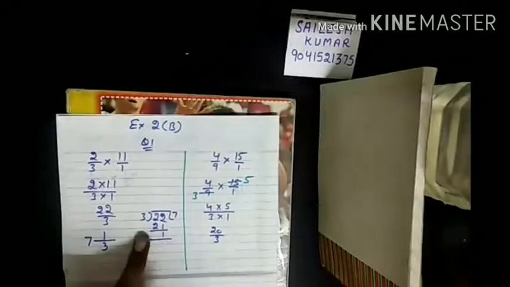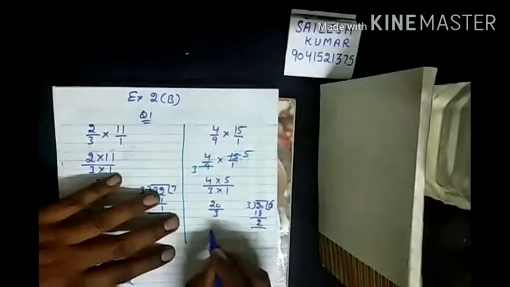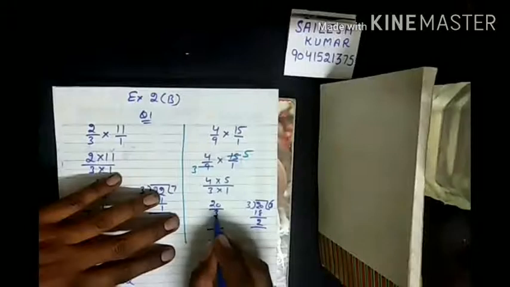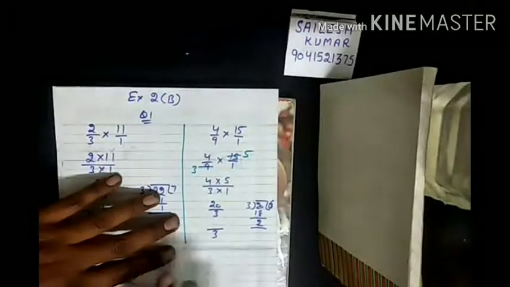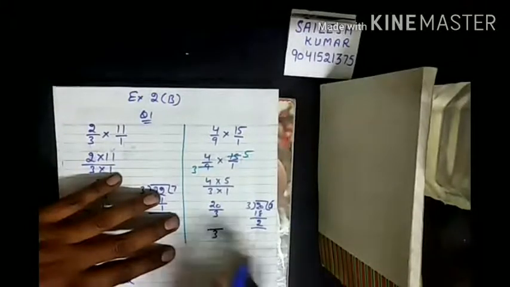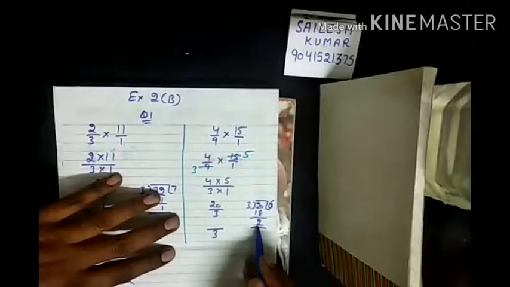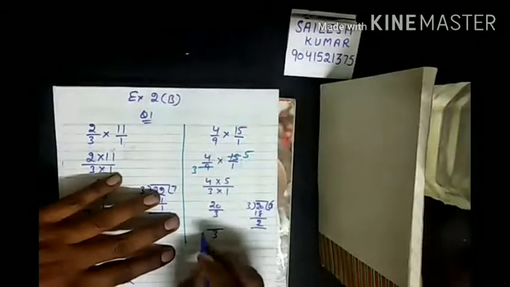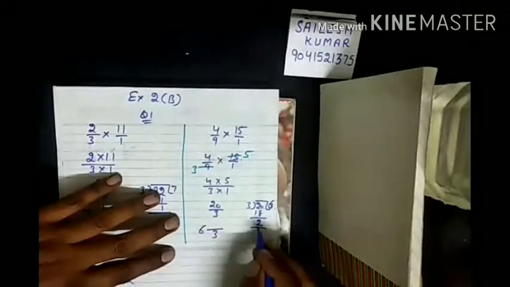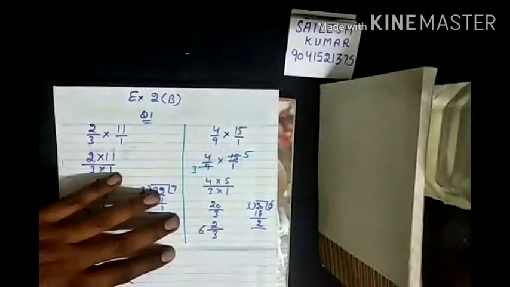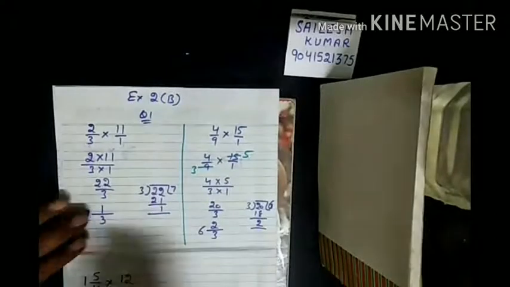So we adopt the same method of division. Divide 20 by 3. 3 6s are 18 and the remainder is 2. So I will write divisor 3 in the place of denominator, quotient 6 here, and remainder 2 in the place of numerator. So this is our required answer.